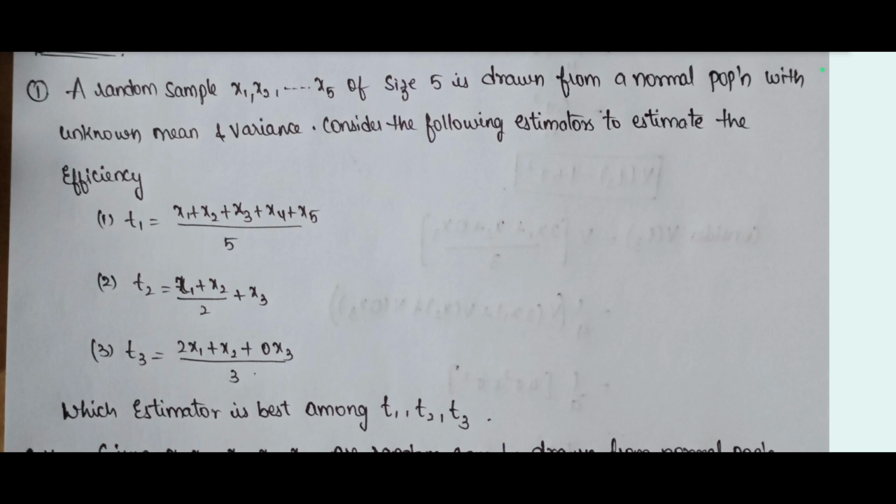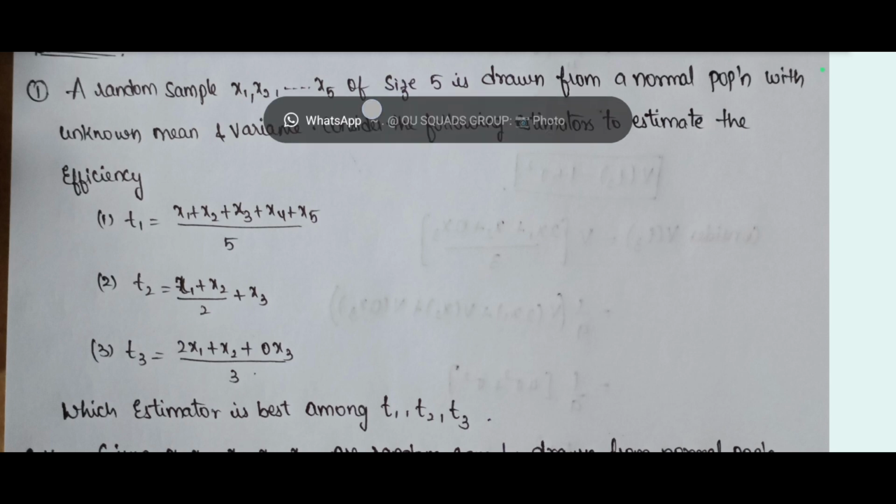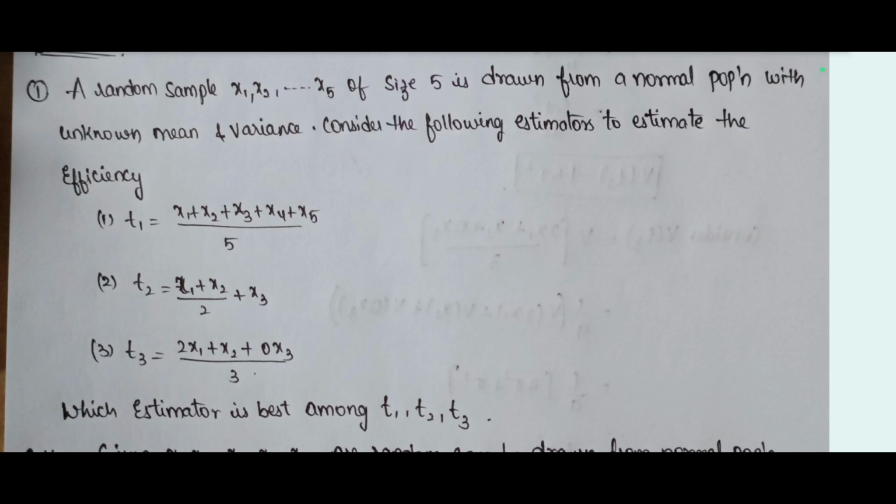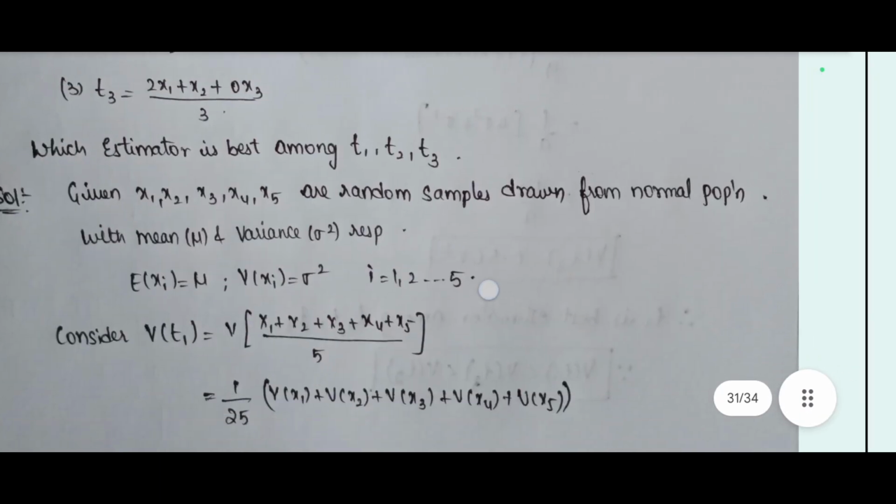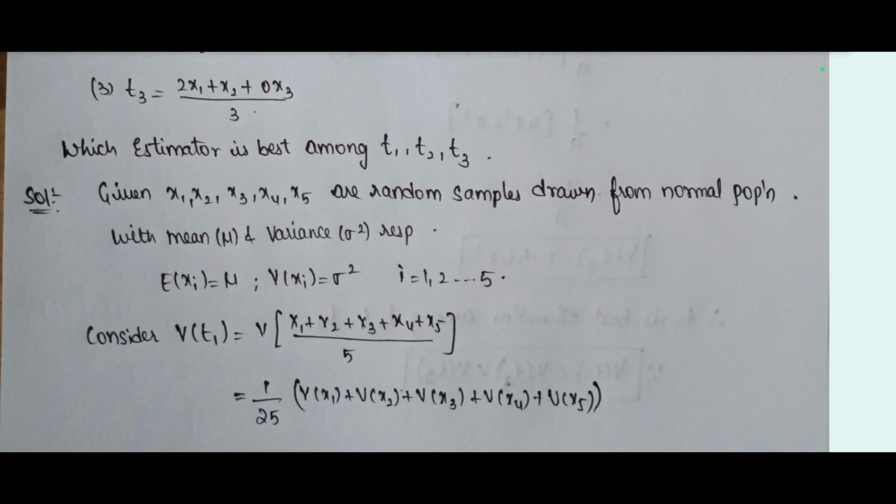So in general what we have to do here is calculate the variances for T1, T2 and T3. Among these three, which one has the least variance? Then we can say that estimator is the best estimator, or efficient estimator. Let's see which one it turns out to be. So, the solution for the given problem.